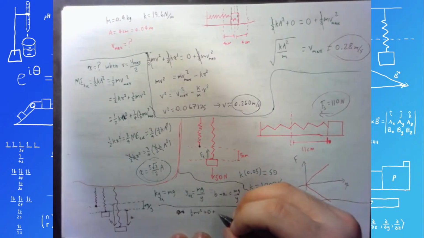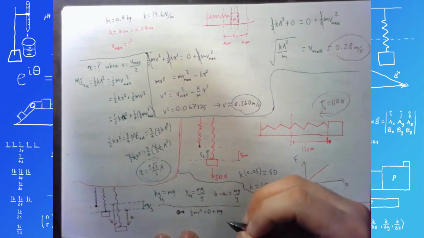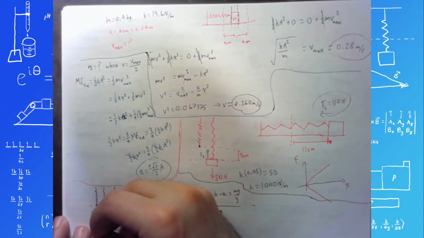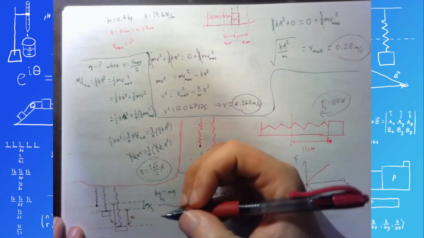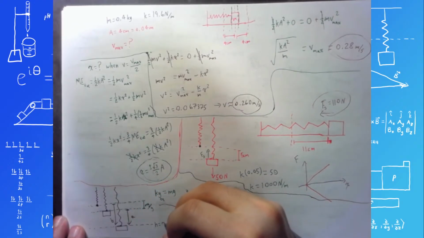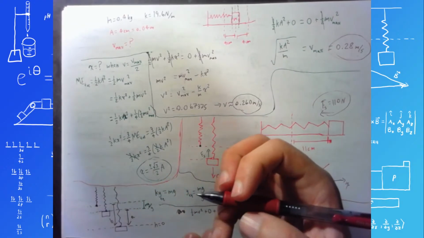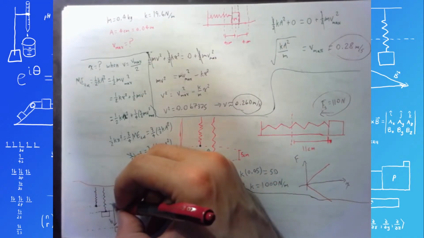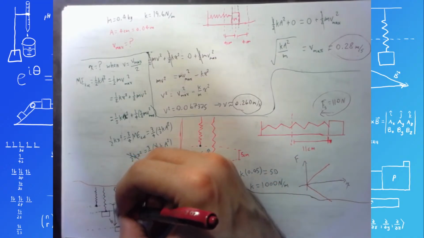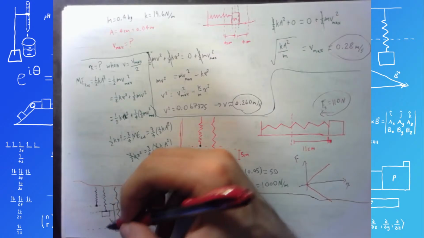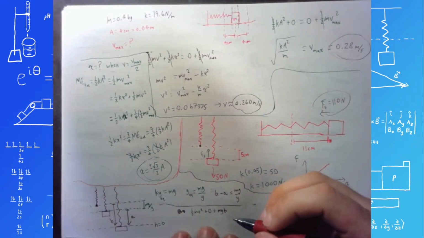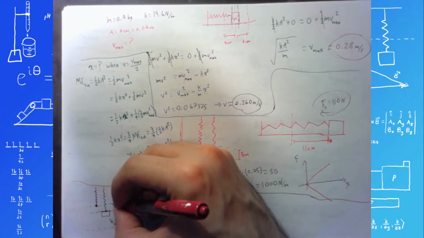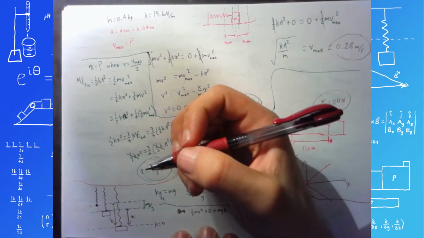plus mgh. Where's h? I'm going to set my h equals 0 line to over here. That's going to be my h equals 0 line for gravitational potential energy. So my mgh over here, this is a distance of b above my 0 line, so that's going to be mgb. So that's the total energy over here.